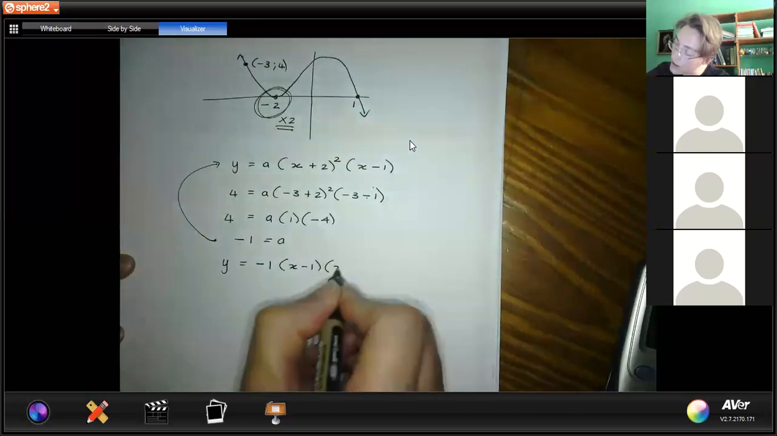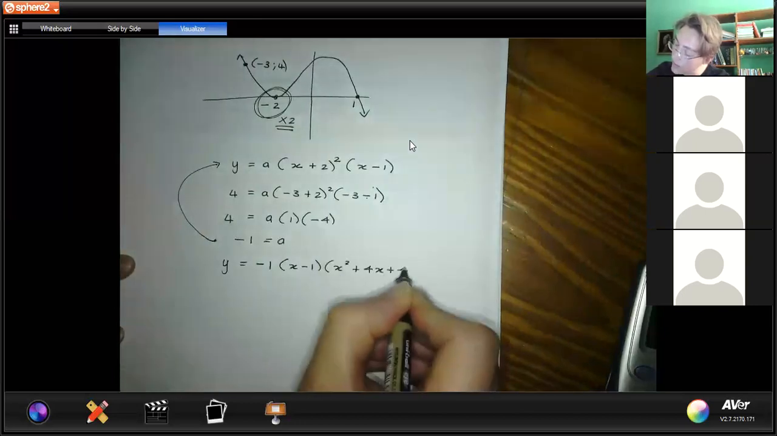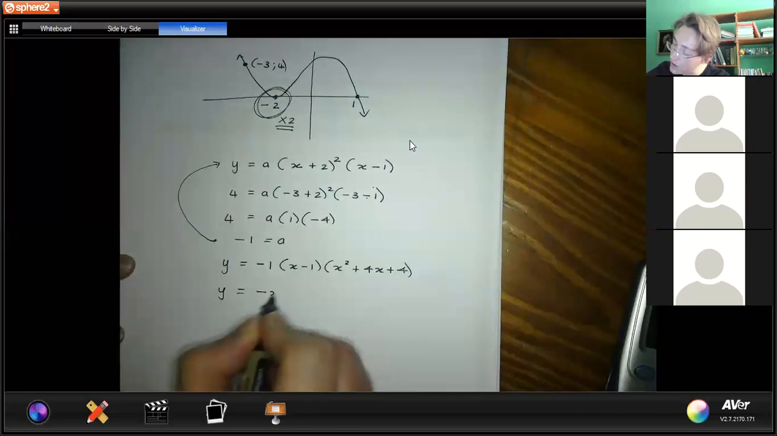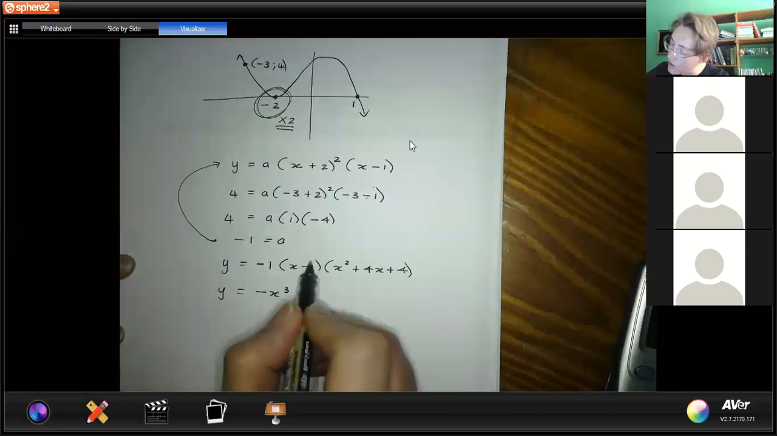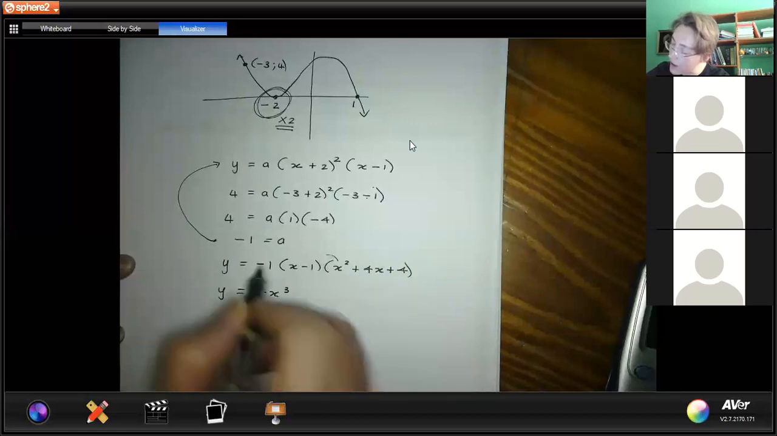So that's going to be x squared plus 4x plus 4. So this is going to be x cubed, but if I multiply by negative, it's negative x cubed. This one's going to be plus 4x squared minus 1x. So it's plus 4x squared minus 1x squared, which is going to be plus 3x squared, but if I multiply by negative, it's minus 3x squared.